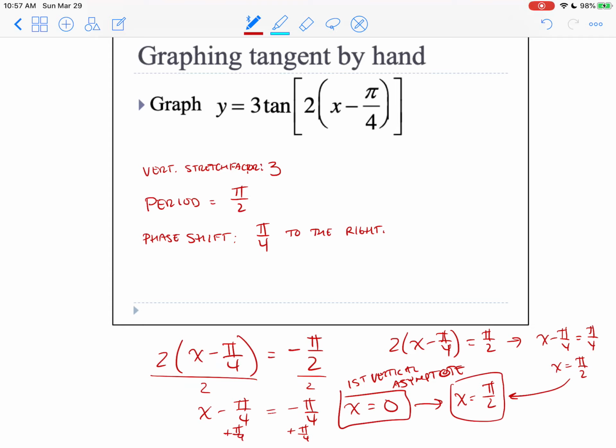All right. The distance between them is pi over 2, which makes sense because that's the period. We're going to take that distance between them, which is the period, and divide it into 4 equal parts. So pi over 2 divided by 4 is pi over 8. So that's the distance between my key points.